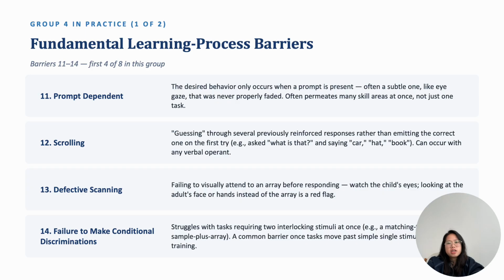And failure to make conditional discrimination. This means struggling specifically with tasks that require attending to two interlocking stimuli at once. So like matching to sample tasks where the sample item changes what counts as correct in the comparison array. So this becomes a common barrier once teaching moves past single stimulus response training into more complex real-world tasks.